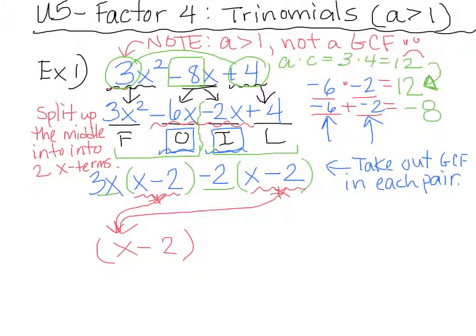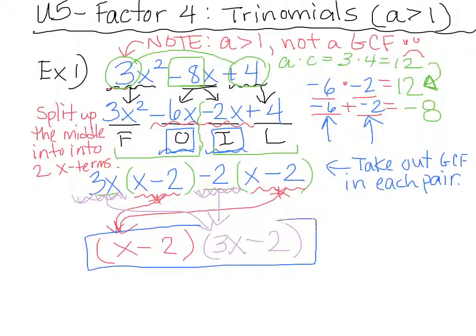And then, let me grab a different color here. The leftover piece, like this 3x out front and the minus 2, those were the GCFs of those 2 groups. Those actually get put together and become the second binomial, 3x minus 2. So I just smushed them together and made them the second binomial. And this is the answer. This is the factored form of our original 3x squared minus 8x plus 4. So it's x minus 2 times 3x minus 2.